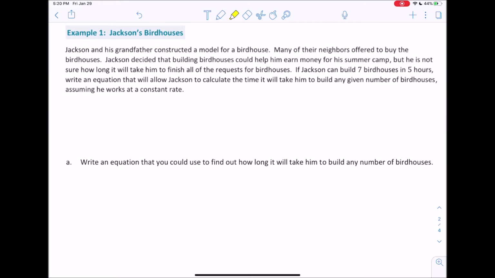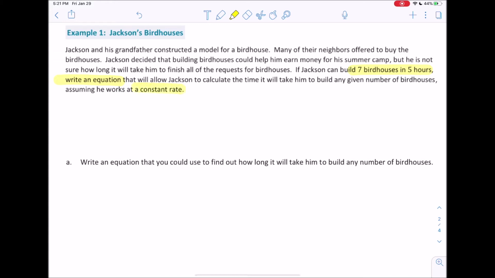First example, Jackson's birdhouses. Jackson and his grandfather constructed a model for a birdhouse. Many of their neighbors offered to buy the birdhouses. Jackson decided that building birdhouses could help him earn money for his summer camp, but he is not sure how long it will take him to finish all of the requests for the birdhouses. If Jackson can build 7 birdhouses in 5 hours, write an equation that will allow Jackson to calculate the time it will take him to build any given number of birdhouses, assuming he works at a constant rate.